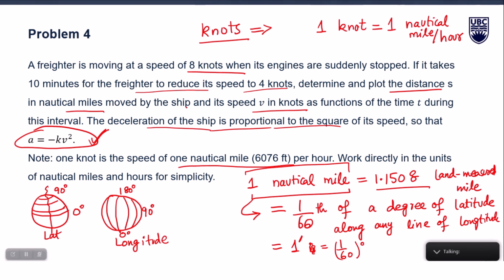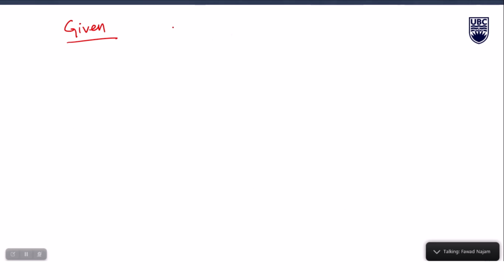Given is the initial velocity, so at t equal to 0, v is equal to v naught, which is equal to 8 knots, right? Knots mean nautical mile per hour. And the second information given is that A is equal to minus k times v square. So acceleration is given as a function of velocity.